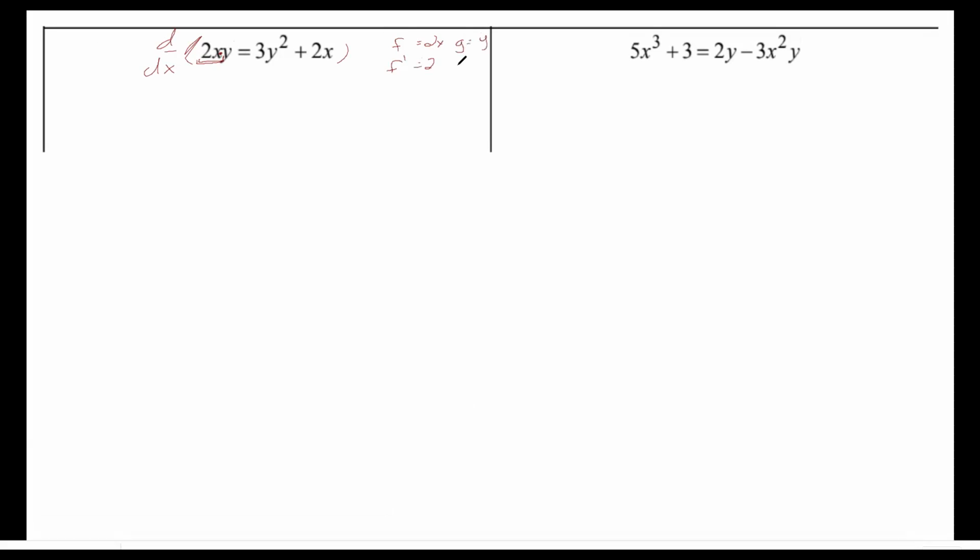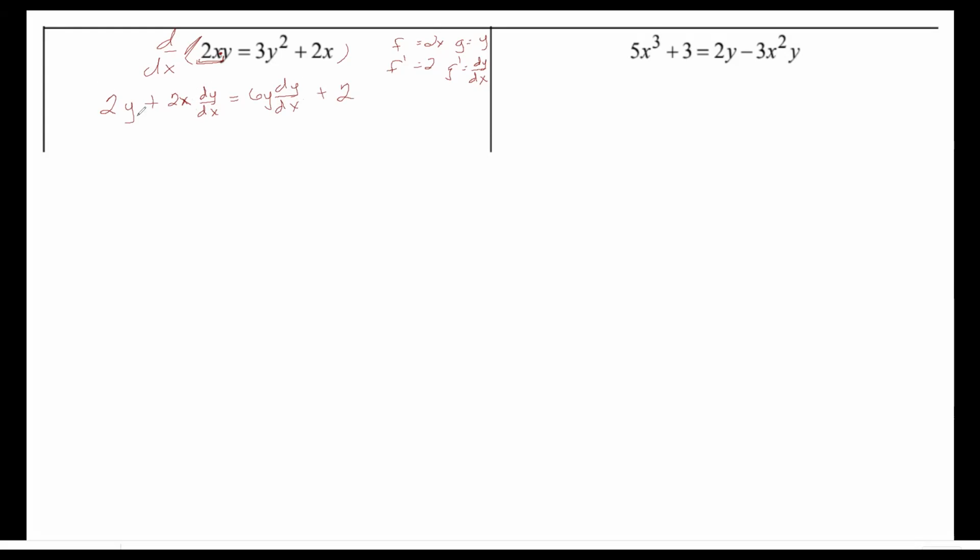g is y, which means g prime, the derivative of y with respect to y, is 1 multiplied by dy/dx. So it's just going to be dy/dx. So I'm going to go ahead and do this out. I have f prime, which is 2, times g, so y, plus g prime, which is dy/dx, times f, so I'm going to write that as 2x times dy/dx, equals, this is going to be 6y dy/dx, plus 2.